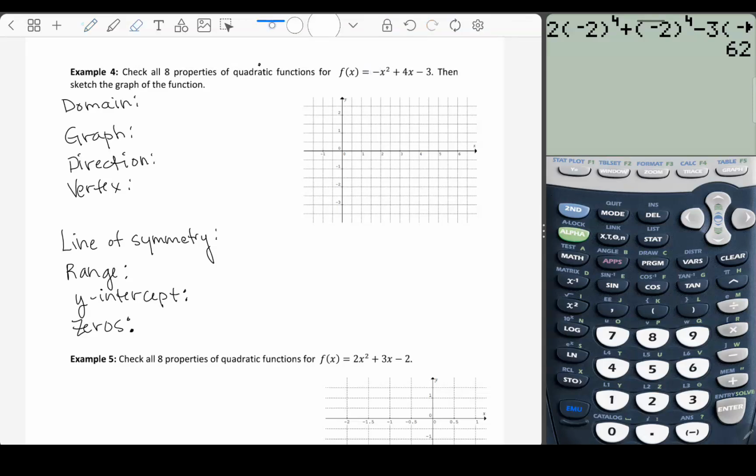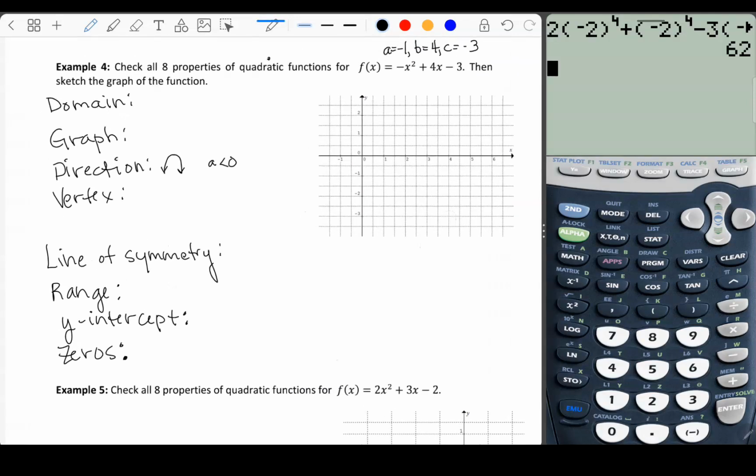Now let's get started. I'm going to look at the function first. And I'm going to say it has a negative x squared. A is negative, so it opens down. So a is negative 1, b is 4, c is negative 3. So the direction opens down because a is less than 0. I can find the vertex using those formulas. h equals negative b over 2a, which is negative 4 over 2 times negative 1, which is 2. And then k is f of 2.